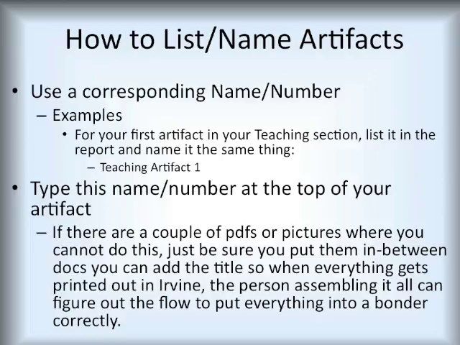For the person printing this out, it makes it that much easier when they put it into book form for the deans to look at. Now, if you've got some PDFs or pictures that you cannot actually open and put Teaching Artifact number 1 at the top, don't worry about it, but in your organizational structure, try to put those in between things that you are able to type the name and number at the top of, just so, again, for the person who prints it out and sticks it in the book, it's that much easier.